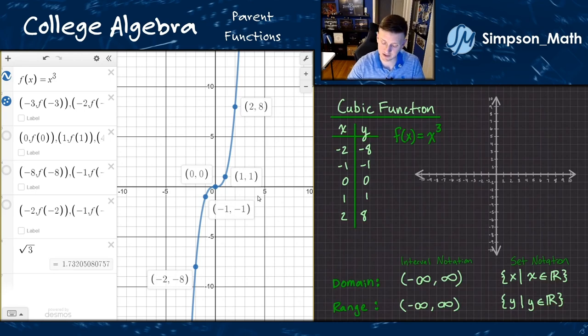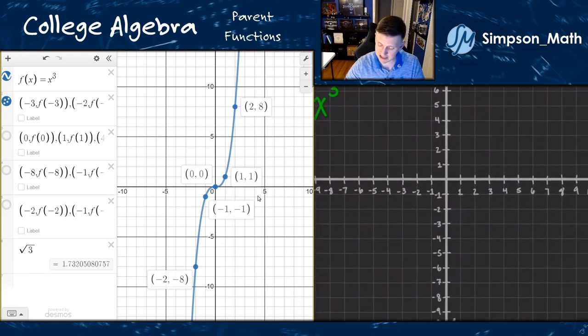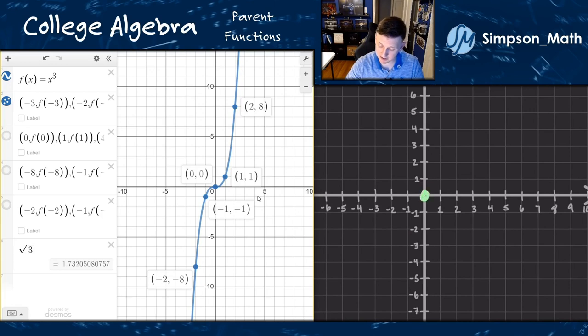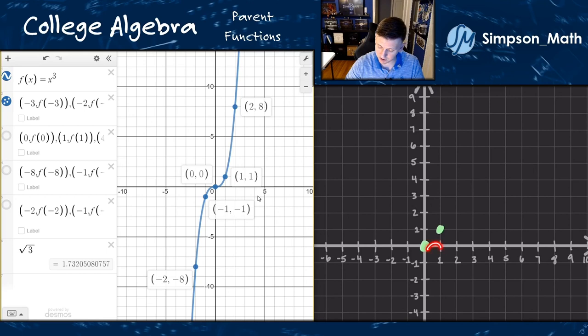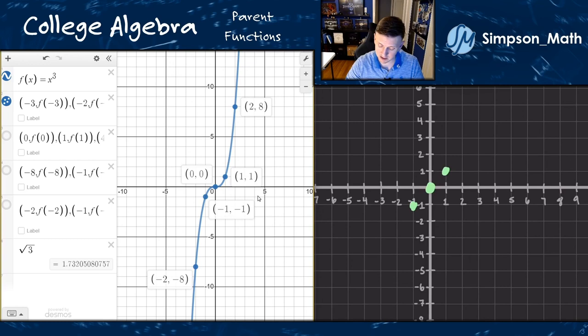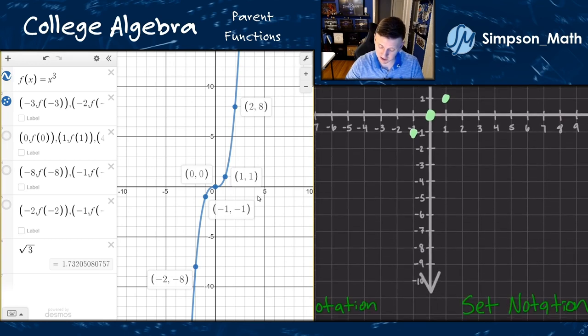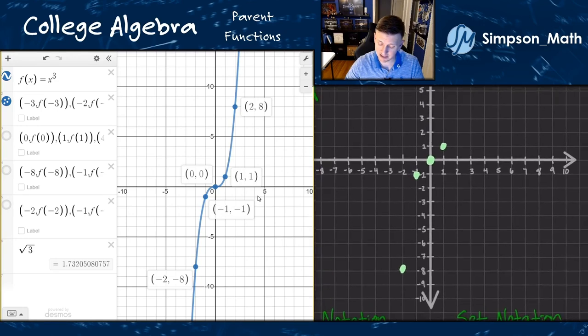So let's quickly graph the dots. At 0, 0, then 1, 1, then over 2, up 8: 1, 2, 3, 4, 5, 6, 7, 8. I'll have a dot here. And then again, like I said, we allow negatives. So if I cube negative 1, we're at negative 1. And if I cube negative 2, we're now down here at negative 8. So here are my dots.